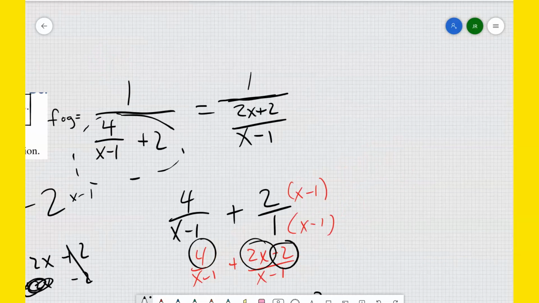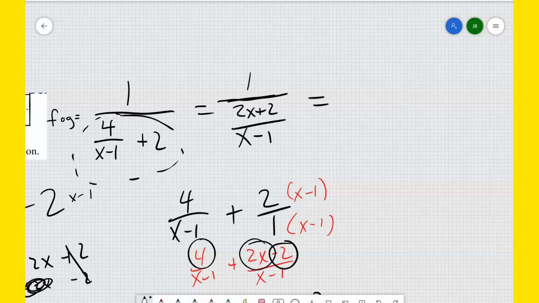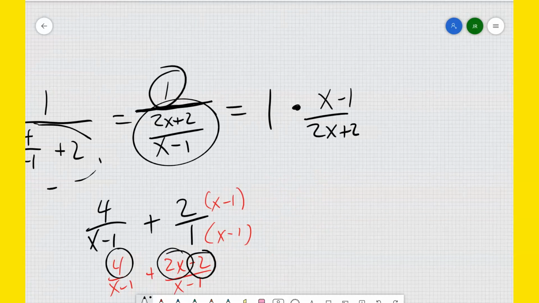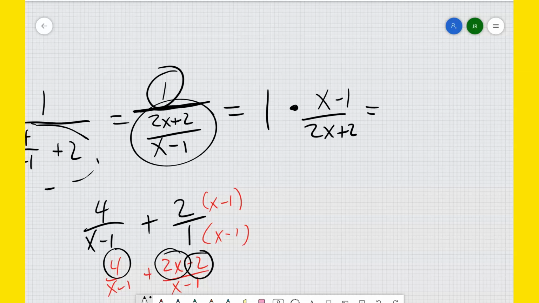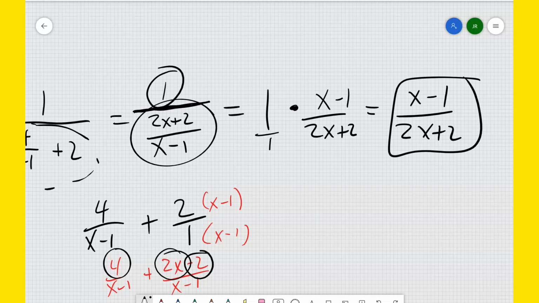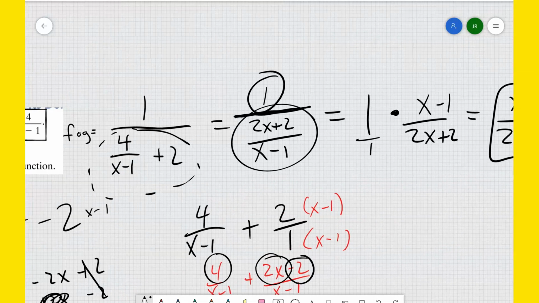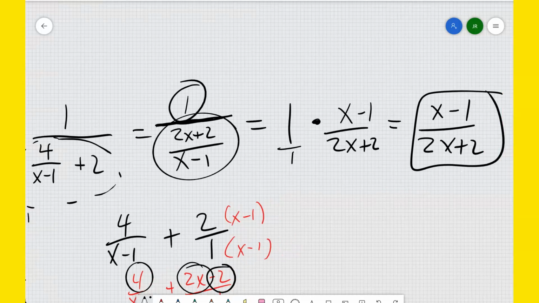And then I'm going to keep, change, flip when I'm dividing fractions, right? So keep the 1, change it to multiplication, and flip that. So instead of 2x plus 2 over x minus 1, it is x minus 1 over 2x plus 2. So now just multiply straight across, and this is just 1 over 1. So it's just going to be x minus 1 over 2x plus 2. And that is the answer. That is the expression that is equivalent to f of g.